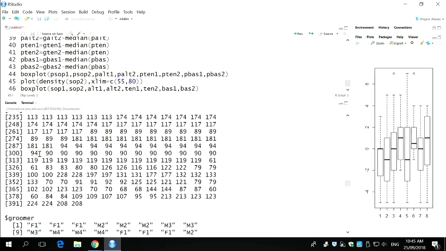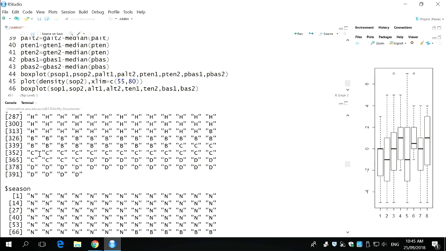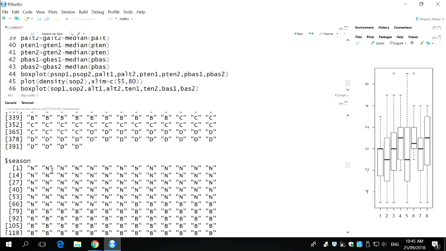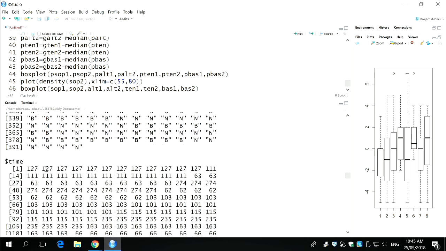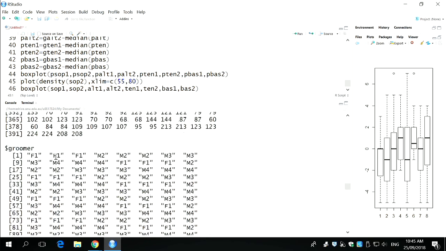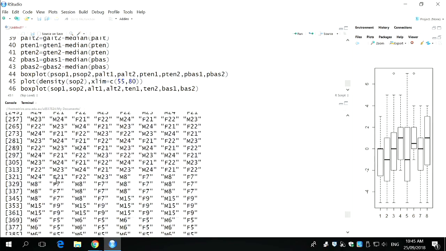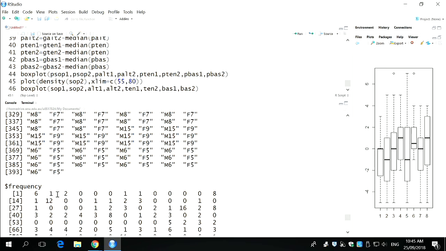Now let's look at the second observation. Same story. We're still in Group A, still the non-breeding season, still 127 minutes. So this is the same viewing session, and you can see that 127 is repeated. Within each viewing session, you're looking at different pairs of otters, right? And F1 groomed M3 once. And so you start to build this picture.